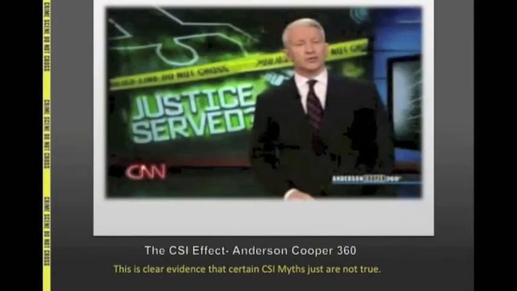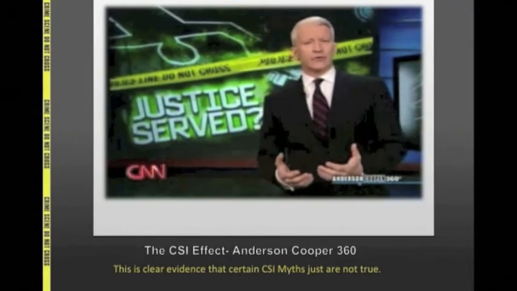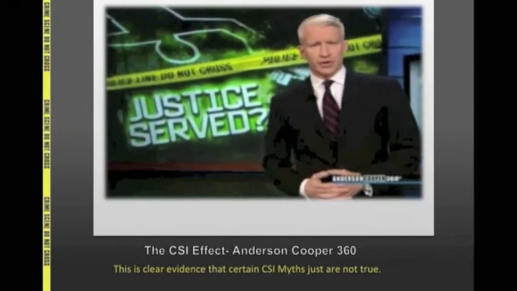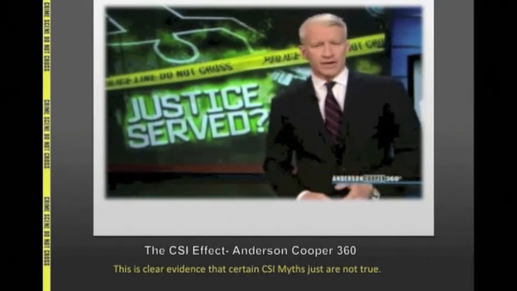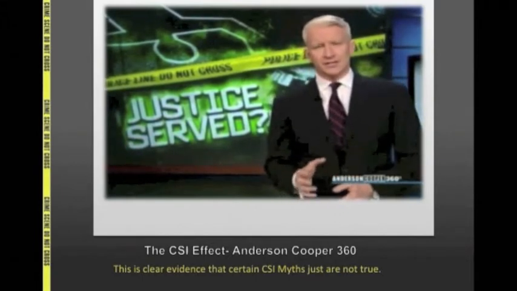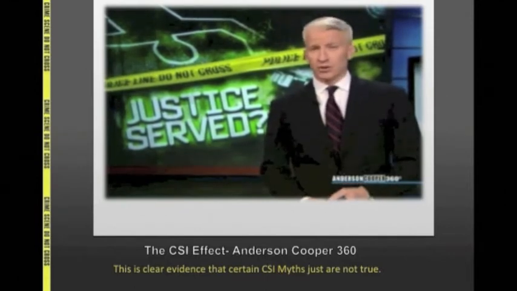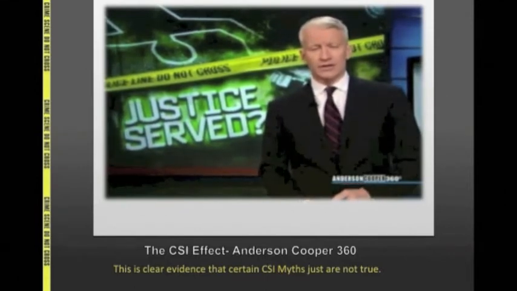So CSI didn't just launch a franchise, it created a false impression when it comes to solving crimes. CNN senior legal analyst Jeffrey Toobin writes about it in a recent edition of the New Yorker magazine. Jeffrey was given incredible access inside the New York Police Department's Forensic Crime Lab. He found out what CSI is all about and how much of the TV show is a myth.